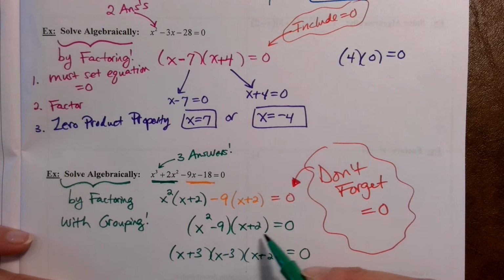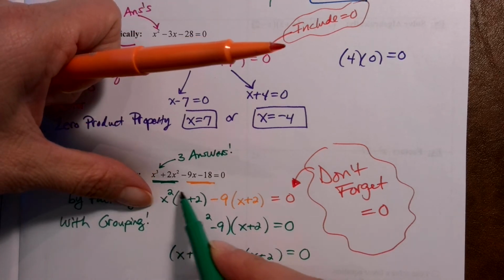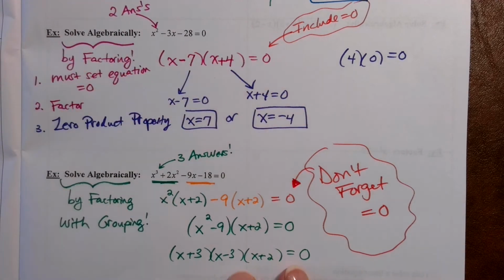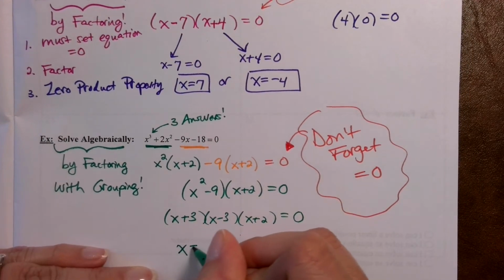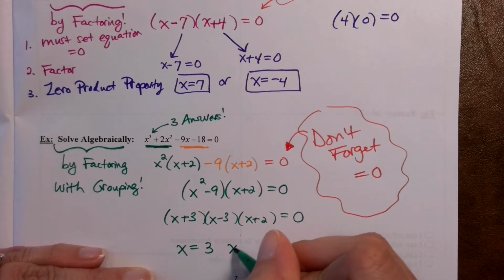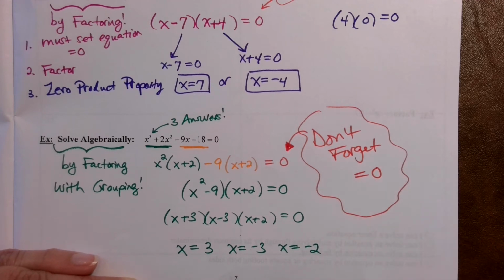Notice I didn't lose any part of this equation the entire time. It started off as x cubed. In this line, it was an x cubed. Here it's x cubed. Here it's x cubed. There's always 3 x's. So my final answer: x is going to equal positive 3. X is going to equal negative 3. X is going to equal negative 2.